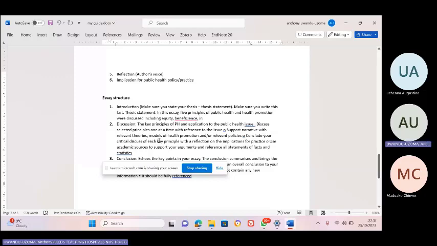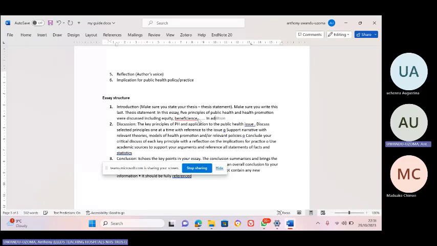So just check from all those 5, etc. Now you can see that I say the thesis statement answers the question directly. The question was: discuss principles of public health and health promotion. The thesis statement is the direct answer to the question. So I did not say that in this essay, the 5 principles of public health and health promotion were discussed, including equity, beneficence, non-maleficence. You type exactly what you discussed in your essay.